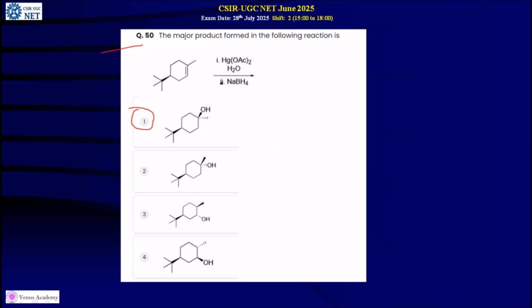It is going to be reduced to give alcohol here, so the alcohol is going to come from this side, right? So above the plane it is going to be attacked. Option number 1 is the correct option, students.